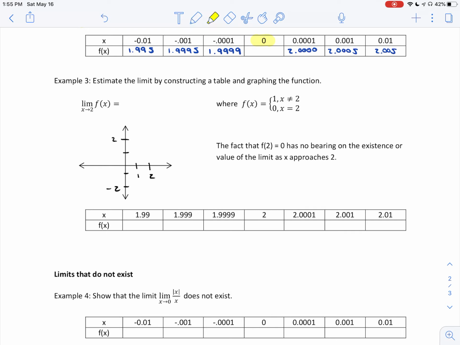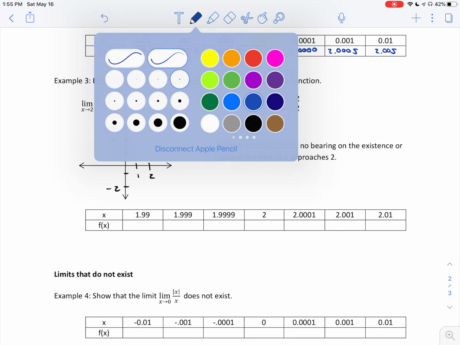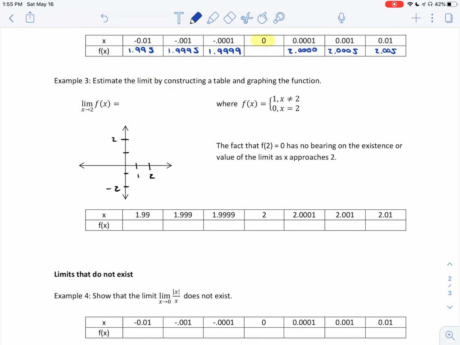Okay, something like that. And let's just sketch this. So it's saying that when x is equal to 2, our function is equal to 0. So I have this point right here. But everywhere else, it's equal to 1. So everywhere except for 2, we have a horizontal line at y equals 1, and then at 2 itself, we have this little hole right here, and then our point at 2, 0.